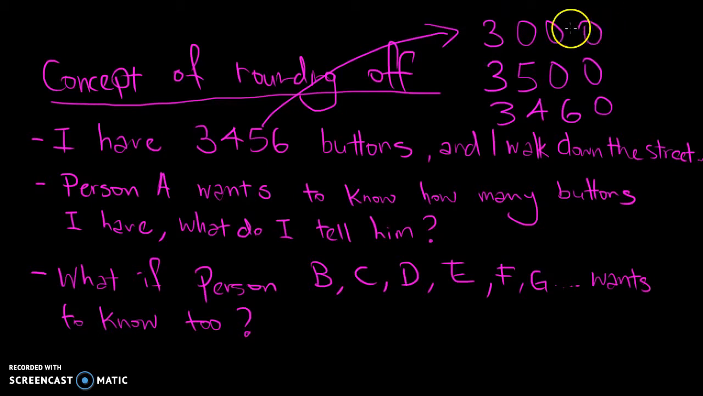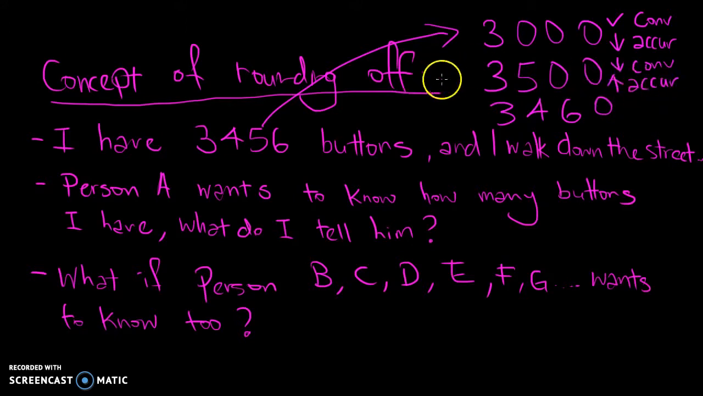Obviously 3,000 is the most convenient, but also less accurate. 3,500 is a bit less convenient than 3,000, because you still have to add another 500, but you can see it's a bit more accurate. What do I mean by accurate? It's nearer to the actual number than 3,000.